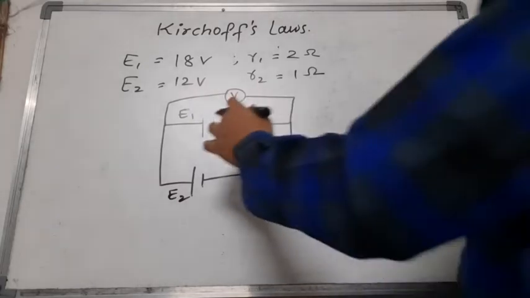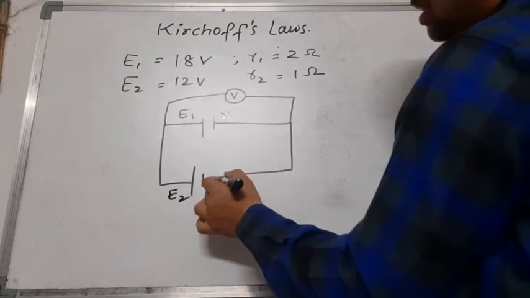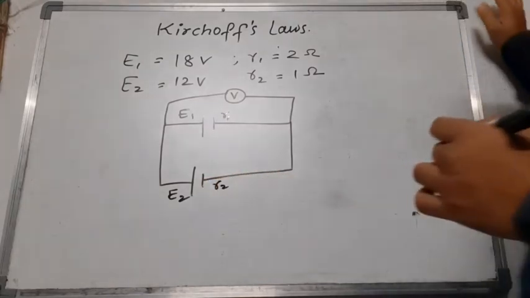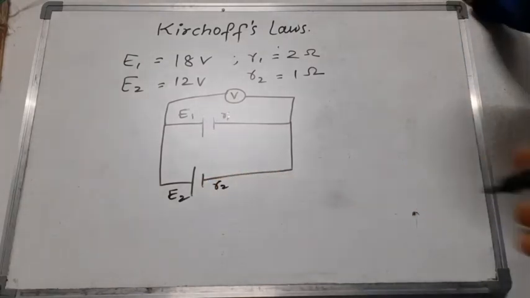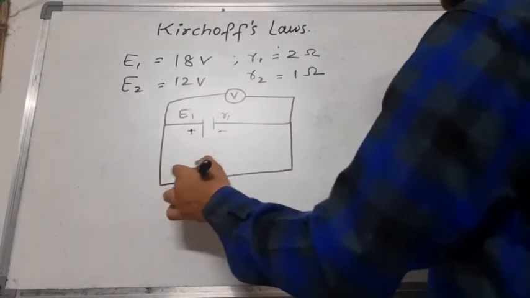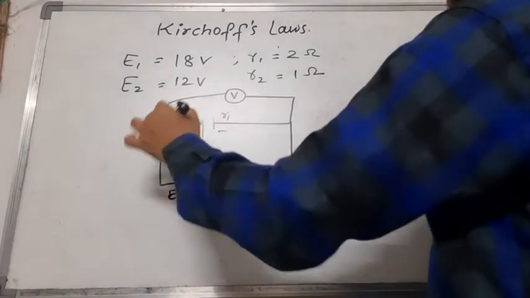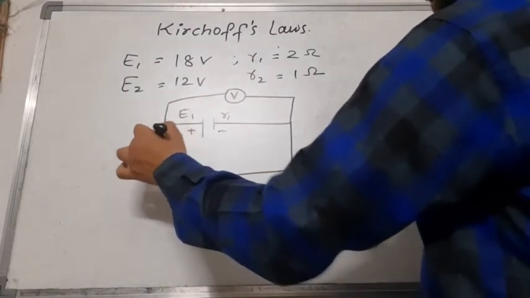So how to find this? Let us see. Here the internal resistance of this one is R1, and the internal resistance of this one is R2. Now we shall apply Kirchhoff's law. This is a positive terminal, negative terminal, positive terminal, negative terminal. So the current I will be flowing in this direction.